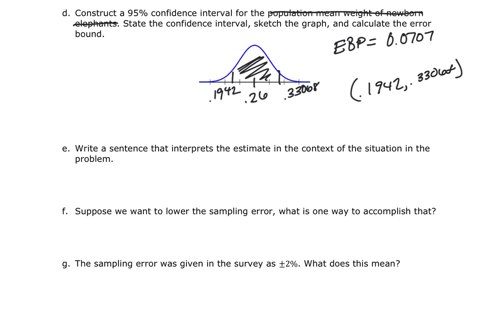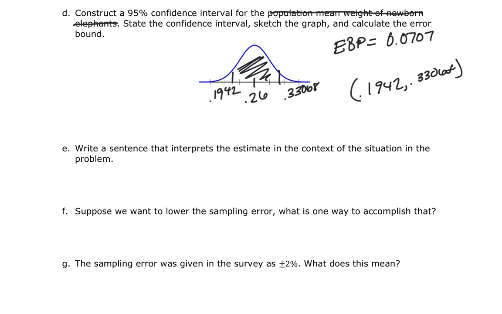The sentence that would go along with this is we are 95% confident that the proportion of executives who prefer to drive a truck is between 19.43% and 33.01%. Now, if I want to lower my sampling error, one of the ways I can do that is increase my sample size. The other way is to lower my confidence level, so I can go to a 99% confidence interval, and that also will lower my sampling error.